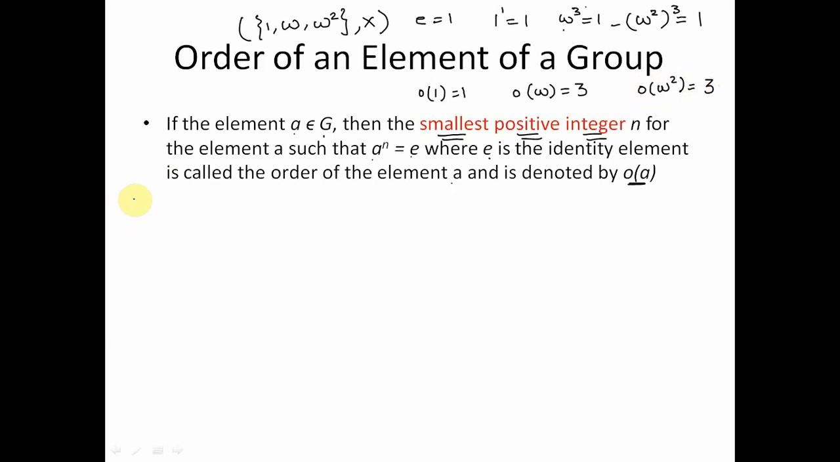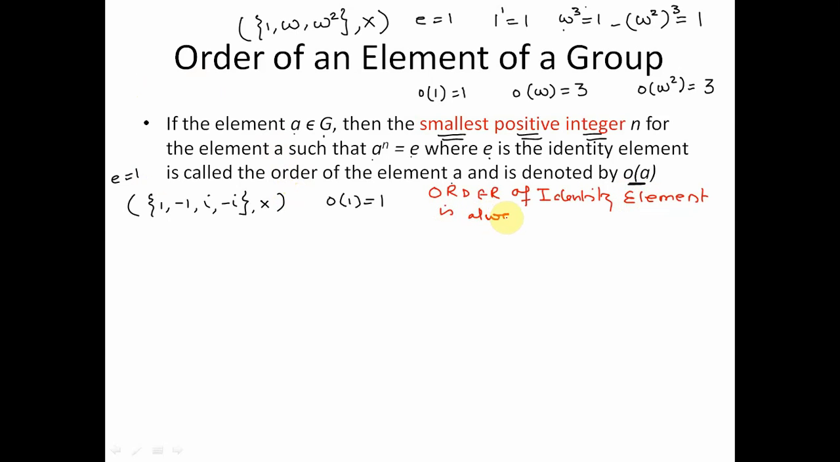Similarly, if I take this set 1, minus 1, i, minus i with multiplication, the order of 1 is equal to 1. 1 is the identity element, E is the 1. So the order of the identity element is always 1.